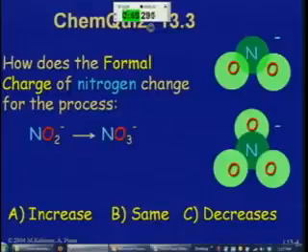So nitrogen has 5, oxygen has 6. You have 1 extra one, so that's 2 times 6, and 5 is 17. It's an 18 electron system, and this other one is a 24 electron system.